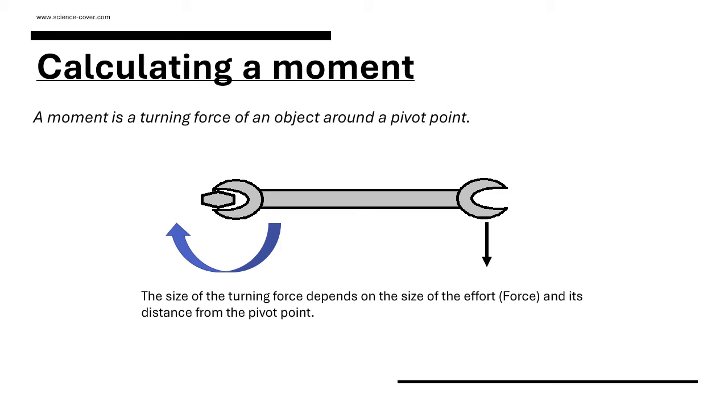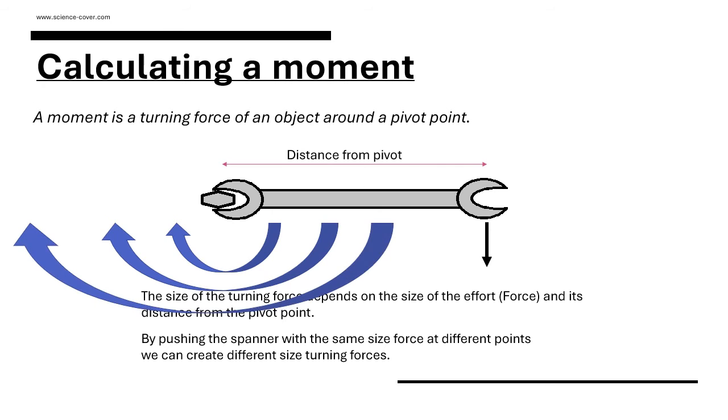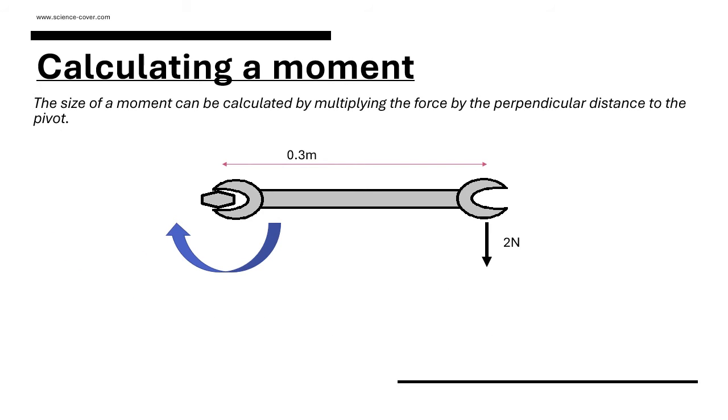The size of this turning force depends on the size of the effort force and its distance from the pivot point. Now this means that by pushing the spanner with the same size force at different points, we can create different size turning forces. The size of a moment or turning force can be calculated by multiplying the force by the perpendicular distance from the pivot.